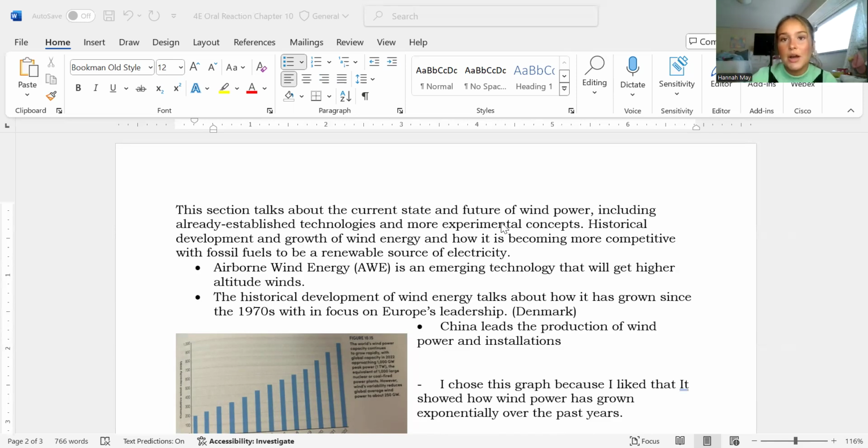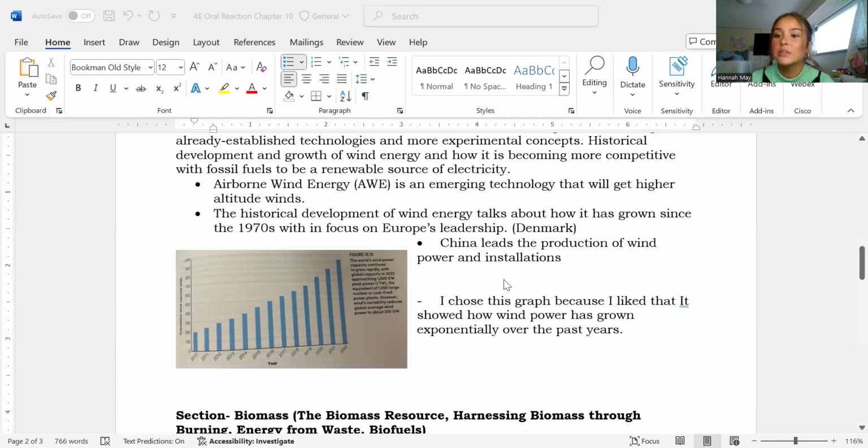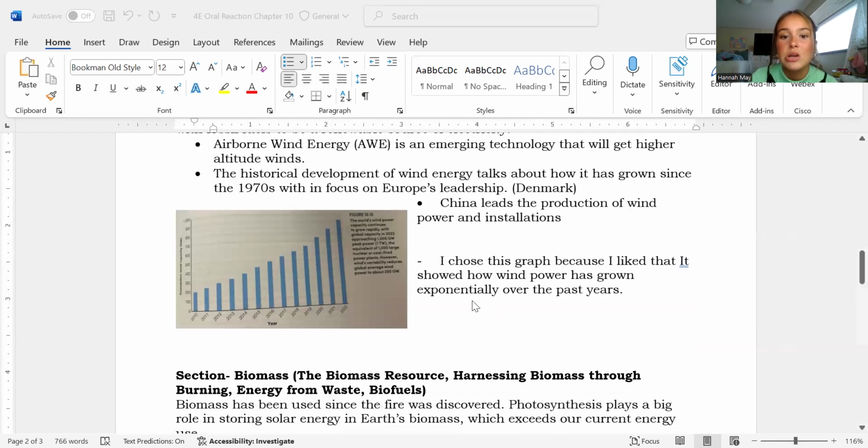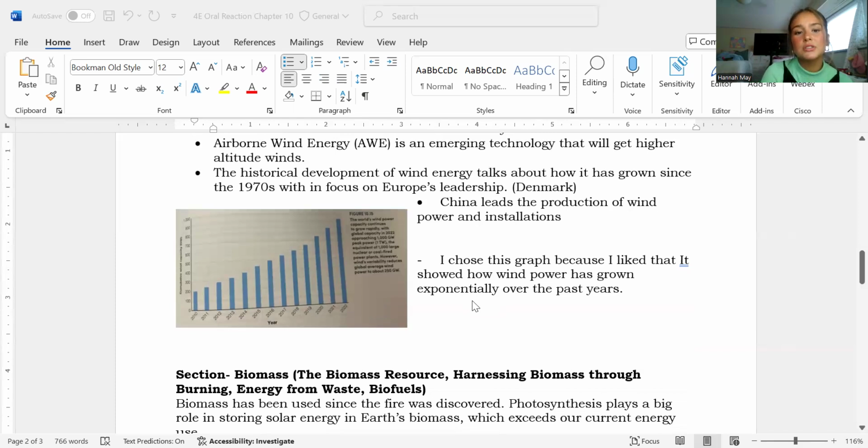The historical development of wind energy talks about how it has grown since the 1970s, with Europe in the lead, or in more specific terms, Denmark. China obviously leads the production of wind power and the installations. That doesn't really surprise me because I feel like their technology is just so advanced compared to everyone else's.